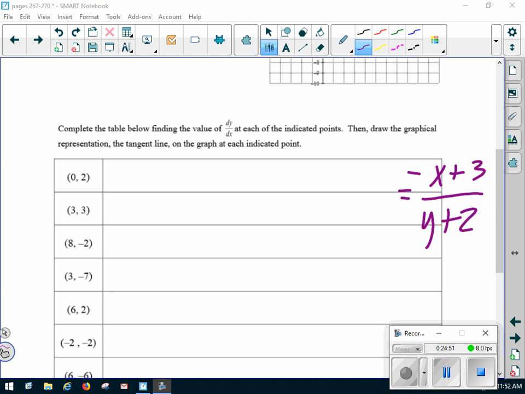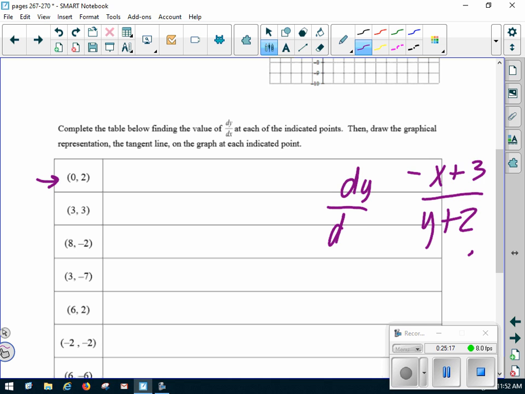Now, I want you to take a look at this. Complete the table below, finding the value of dy dx at each of the indicated points. This is dy dx. Remember? We want to find the derivative of this function at the point 0,2. Now here's what I want you to see. I don't like that I've got that circle.